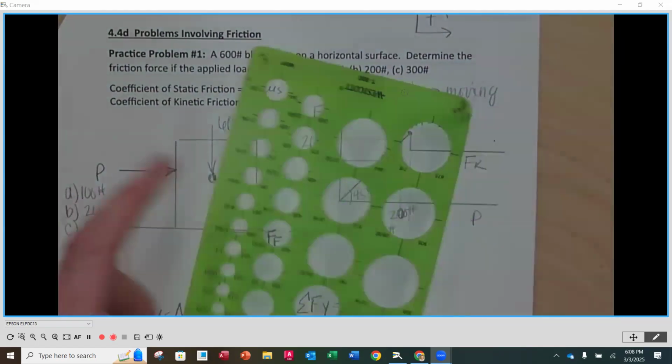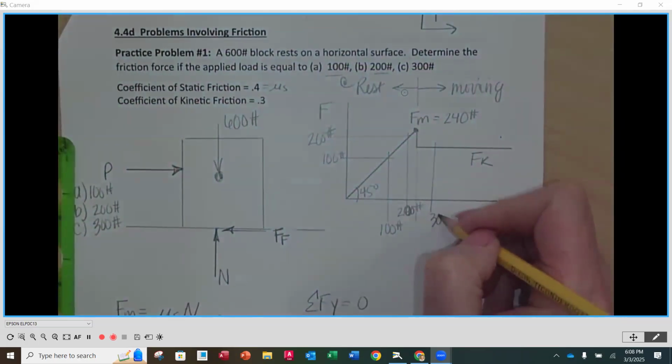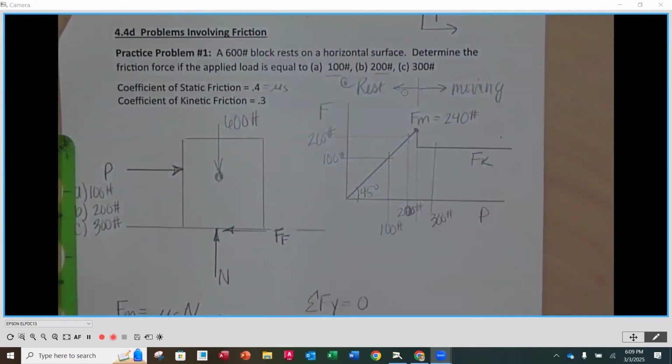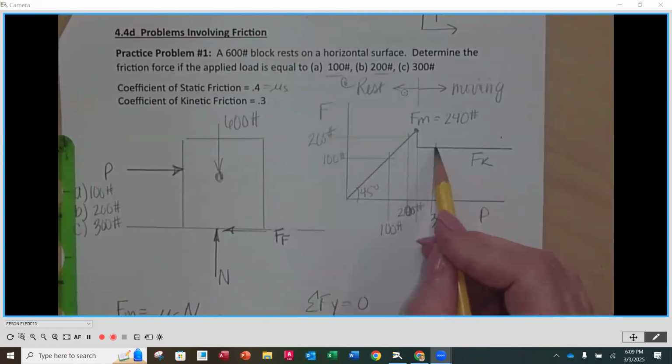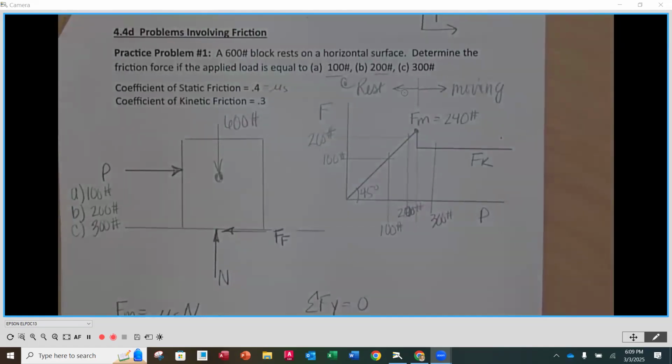Now what's happened is I am on the right-hand side of my maximum friction force, right? I am now moving. So I am pushing with 300 pounds. Notice that it crosses the line here at the kinetic friction force. Now, the kinetic friction force will always be less than the maximum static friction force. And there's a couple of reasons for that. I know you have all felt when you start pushing something, it's almost harder to get it going, and then once you get it going, it's easier, right?